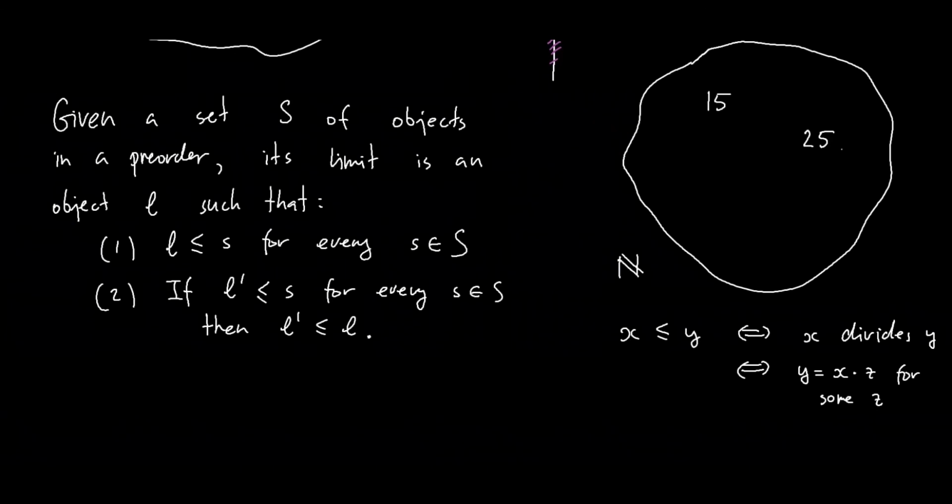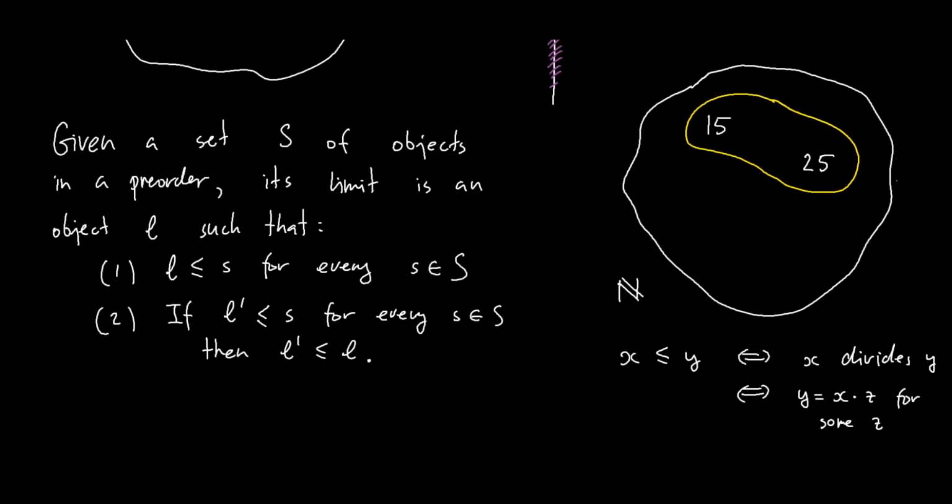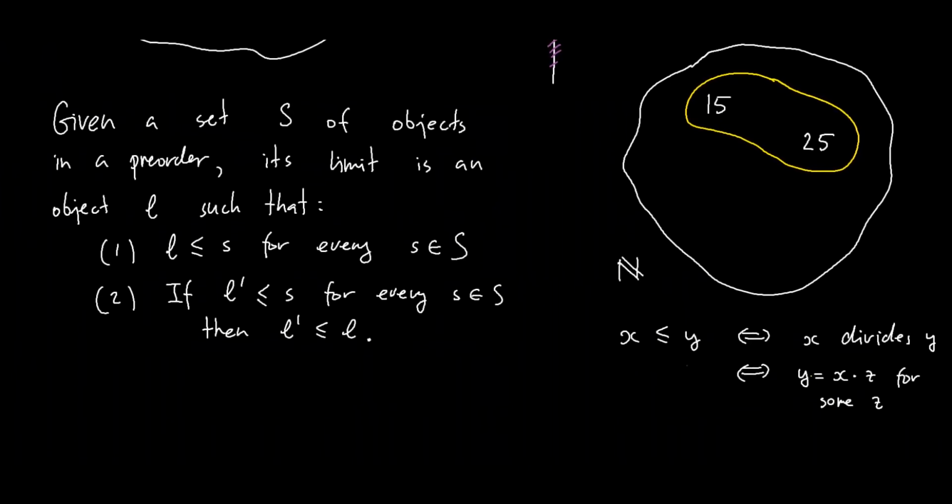So what are the natural numbers that are in this relation with 15 and 25? So the set I'm considering now consists of these two objects, 15 and 25. Let's draw all possible numbers that are less or equal to 15 and 25 simultaneously by this relation I've defined here. In fact, there will be only two of them, right? There will be 5 and there will be 1.